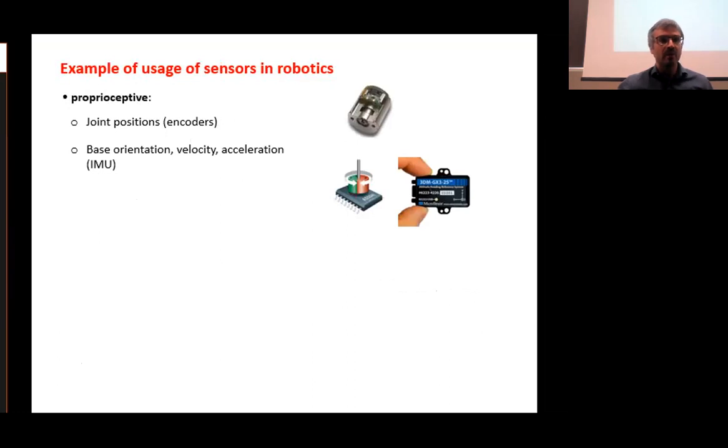Then we have the IMU. The IMU is a package that contains an accelerometer, a gyroscope, an inclinometer, and a magnetometer. The accelerometer measures linear acceleration, the gyroscope angular velocity. The inclinometer measures the orientation with respect to gravity, and the magnetometer tells you the heading, so how you are moving with respect to the North Pole.